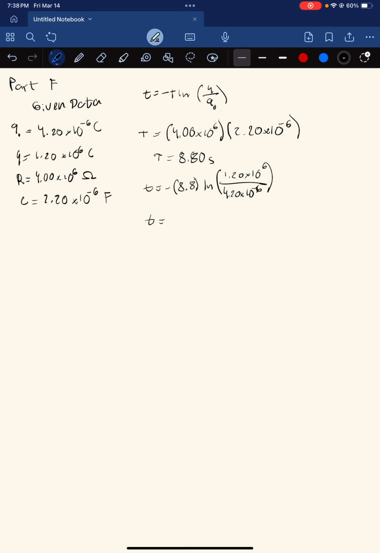Okay, and now we'll get that to the calculator. 1.20 times 10 to the -6 over 4.20 times 10 to the -6, and I got 11. Perfect.